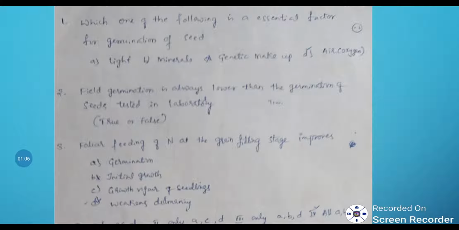The second question is, field germination is always lower than the germination of seeds tested in laboratory. The question is whether this statement is true or false. This is a true statement, that is, field germination is always lower than the germination of seeds tested in laboratory, because many of the environmental factors and soil factors will influence the expression of the seed characters.